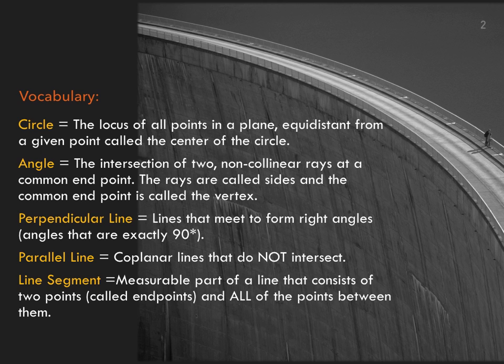Perpendicular lines: lines that meet to form right angles, angles that are exactly 90 degrees. And that little asterisk is replacing the degree symbol, because I couldn't find one on the keyboard.